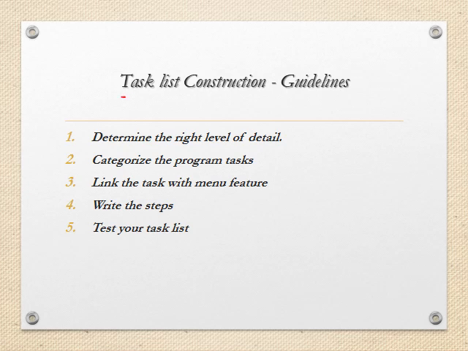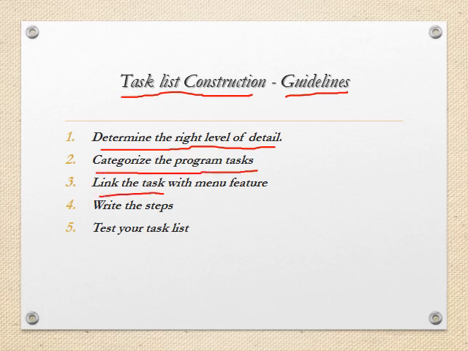Again, with task list construction, what are the guidelines, the steps that we need to follow in order to define a good task list? First, we have to determine the right level of detail. Second, categorize the program tasks. Third, link the tasks with the menu features. Fourth, write the steps and test the task list.